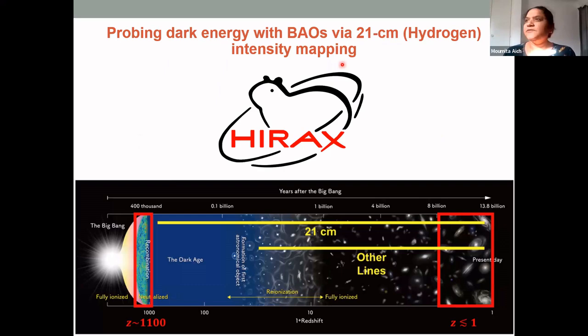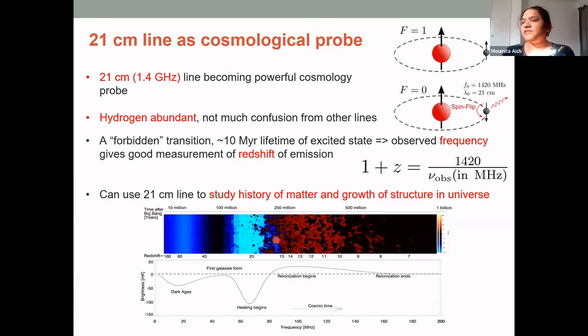And again, this might be a repetition for a lot of you, but for completeness, I'm just going to quickly go over it. The 21 centimeter line comes from the spin flip of the hydrogen atom. What happens is that it flips from being parallel to anti-parallel, and the energy difference is equal to h nu, where nu is equal to 1420 megahertz. That frequency corresponds to a wavelength of 21 centimeter, and that's where we get the term 21 centimeter.